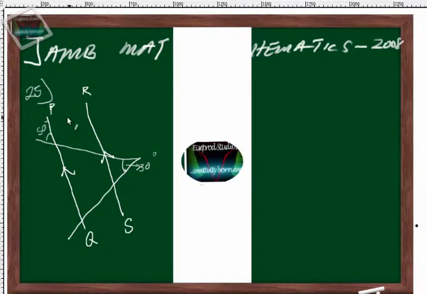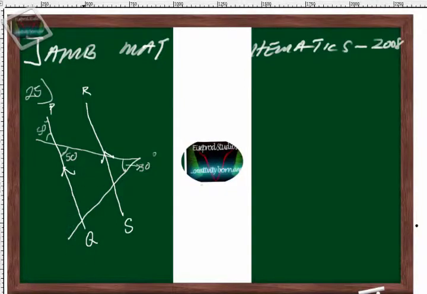Now, in a diagram like this, we observe the diagram thoroughly to see whether we can see any relationships similar to any of the ones we have identified earlier on. And looking at this diagram, you will observe that already there is a unique relationship that exists with 50. This angle will be equal to 50.